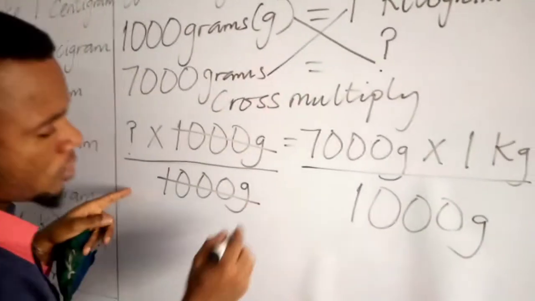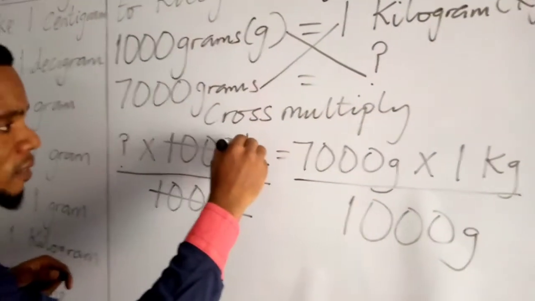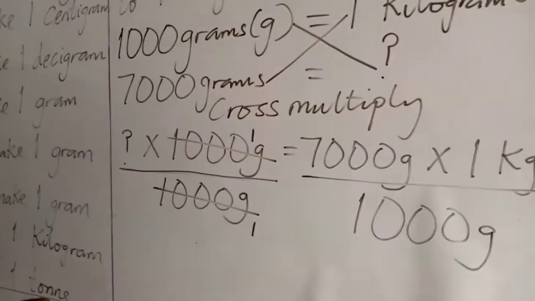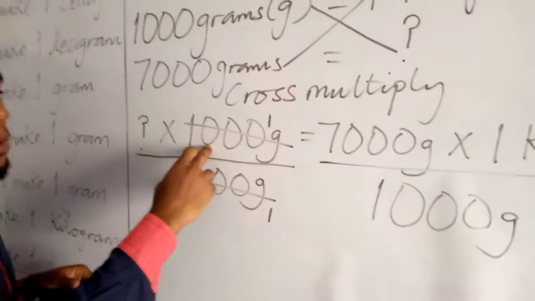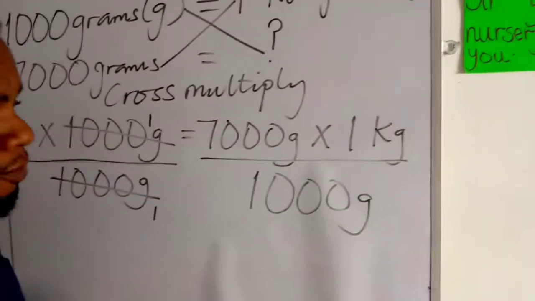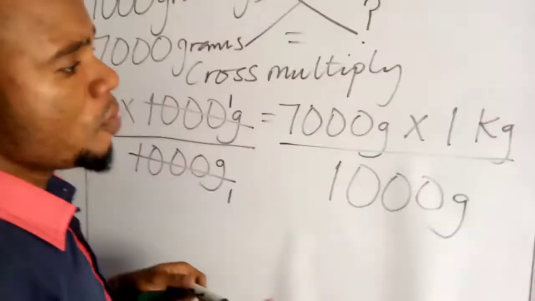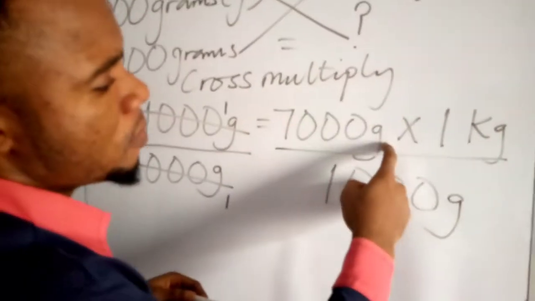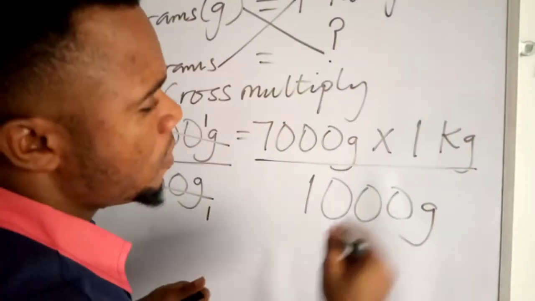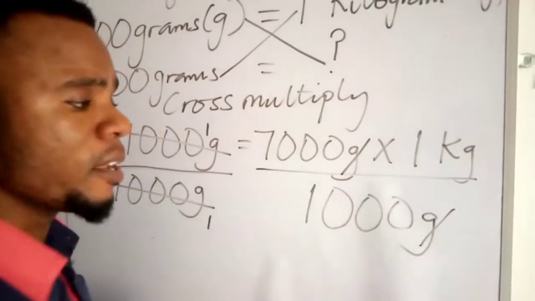We can cancel each other. So 1000 into 1000 is 1, and 1000 into 1000 is 1. Because this is divided by 1000, this is divided by 1000 also. So we go to the next part. What is common here? We have 7,000 grams times 1 kilogram, and we have 1000 grams. Grams repeated up and down, so they can go away.